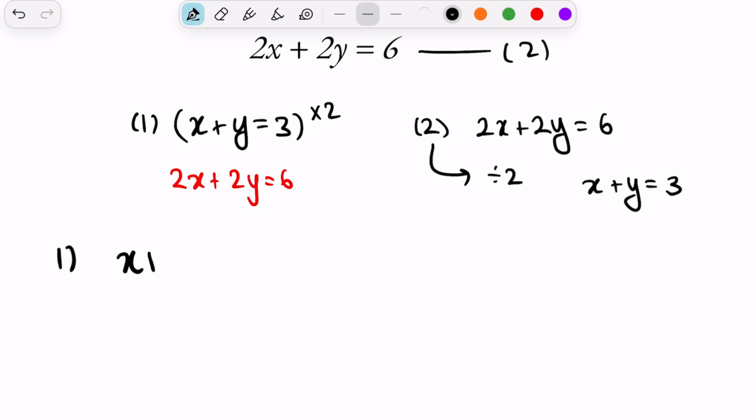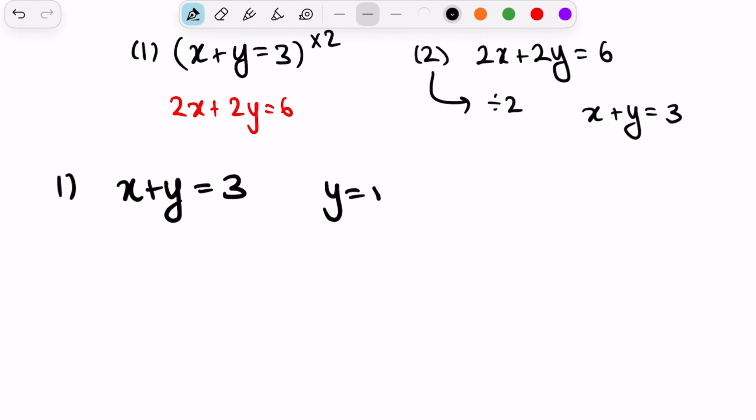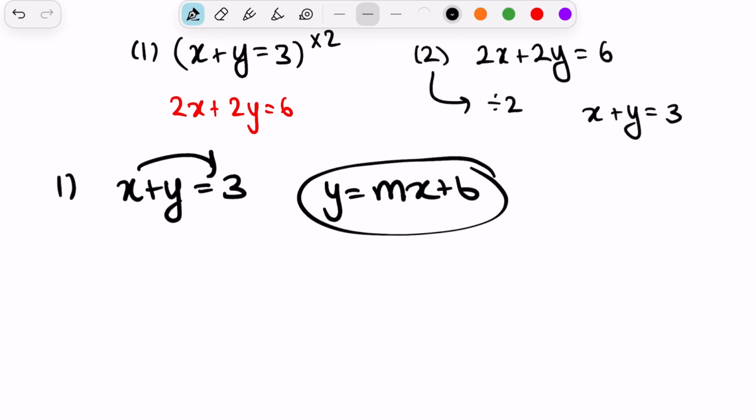So line 1 was x plus y equals 3. We want to write this in the y is equal to mx plus b form, which is this form right here. So we're going to rearrange. We're going to move x over to the other side. So we're going to get y is equal to negative x plus 3.